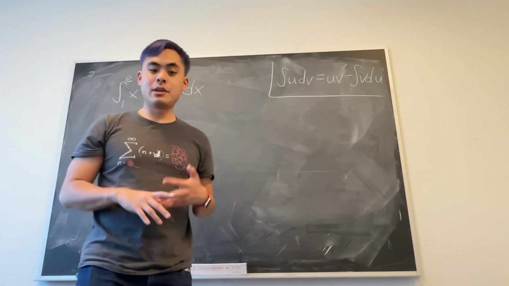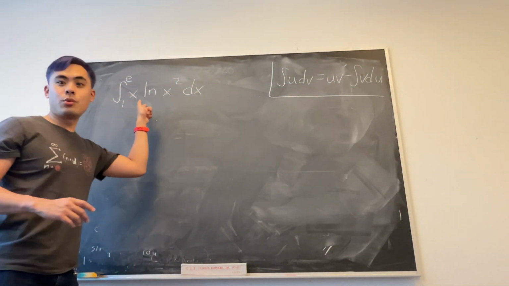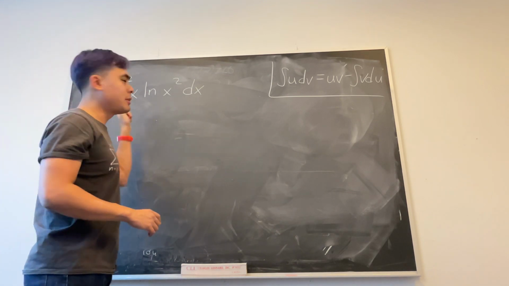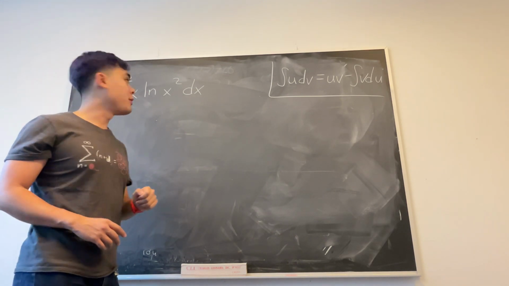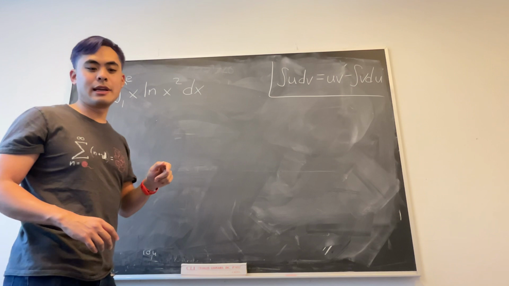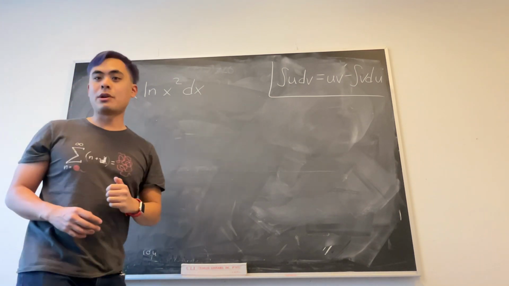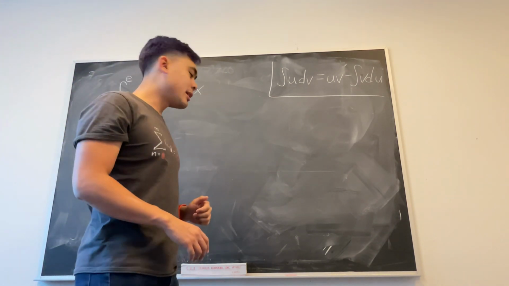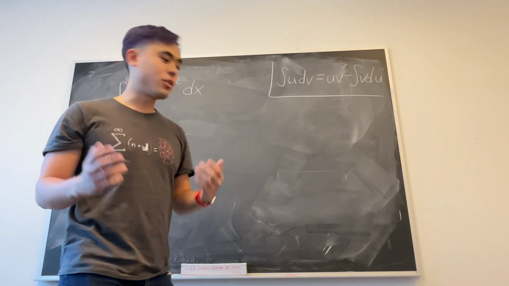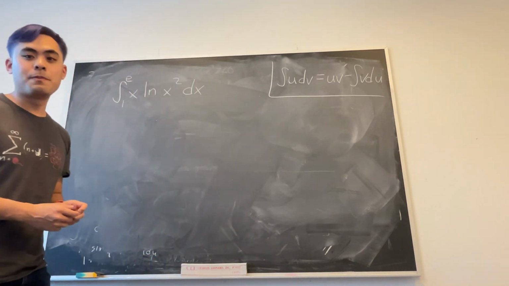Hi everyone. So in class today I mentioned that I wouldn't have time to do this particular problem, the integral from 1 to e of x ln of x squared dx, which is a problem that requires integration by parts. So instead I'm going to make a video where we walk through it more slowly.